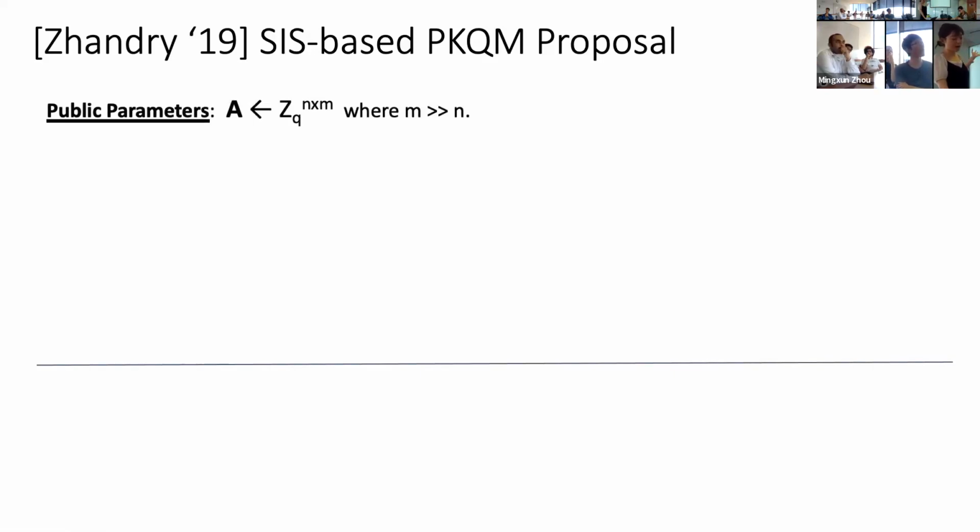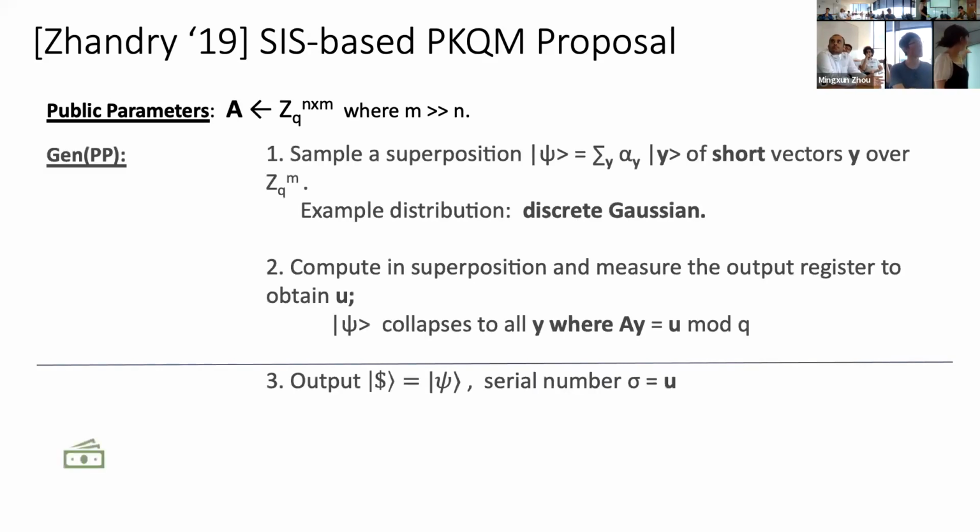In the setup there is a public parameter, computed by some trusted authority or probably by an MPC, which is just the uniform random parameter A that we use in the LWE and SIS assumptions. Using this public parameter, we can generate a money state. First, we prepare a Gaussian superposition of short vectors. By Gaussian superposition, I mean the weights of these short vectors are Gaussian weighted. You can prepare this efficiently; you can sample such a thing classically efficiently.